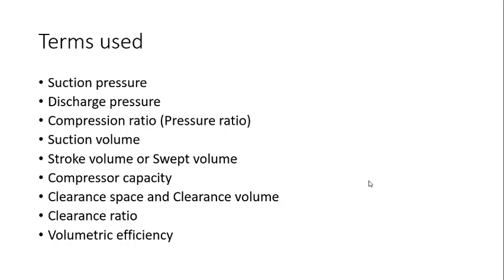Then compression ratio, also called pressure ratio. It is the ratio of absolute discharge pressure to the absolute suction pressure, and it is denoted by small r. We know that the discharge pressure or delivery pressure is always more than the suction pressure, so the compression ratio is always greater than 1.